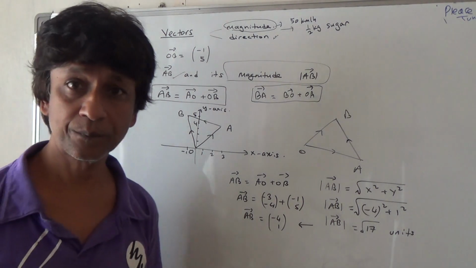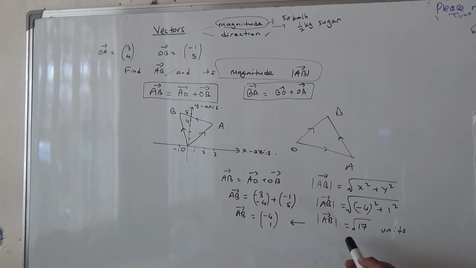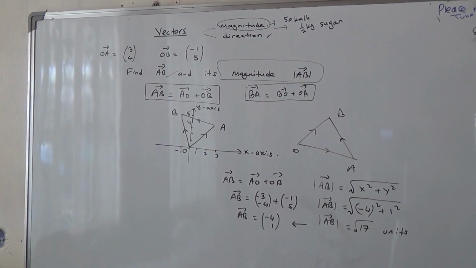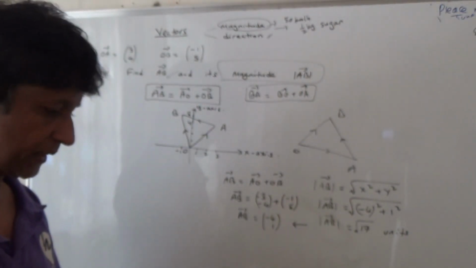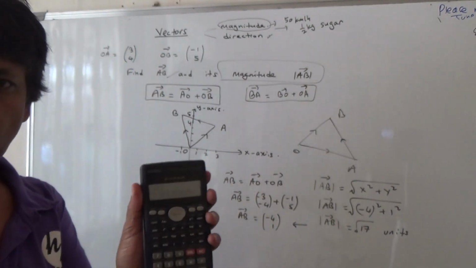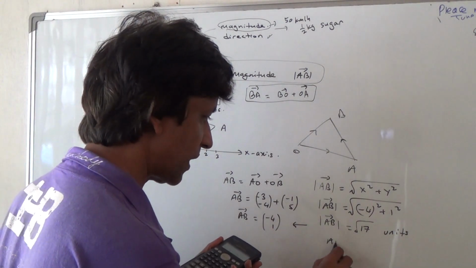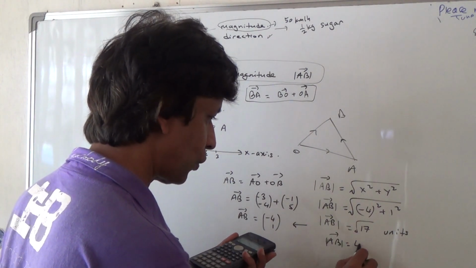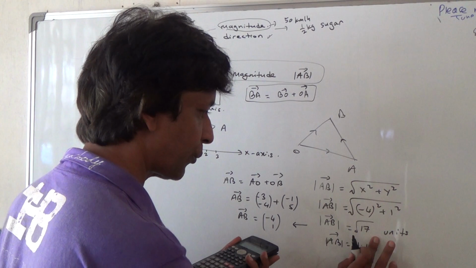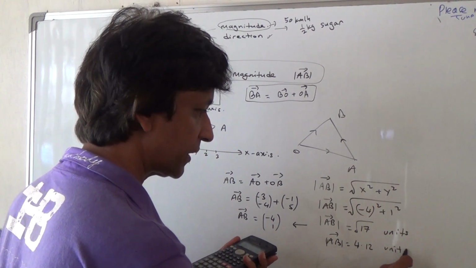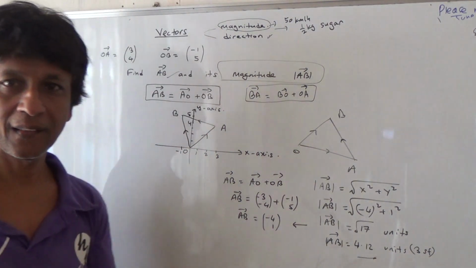If you wanted to find the magnitude of AB in terms of decimals, you can still use your calculator. The square root of 17 would have given you 4.123 something. So we can say the magnitude of AB is equal to 4.123 units. Let's say 4.12 to 3 significant figures, which is basically required by Cambridge examiners. Here we are, done.